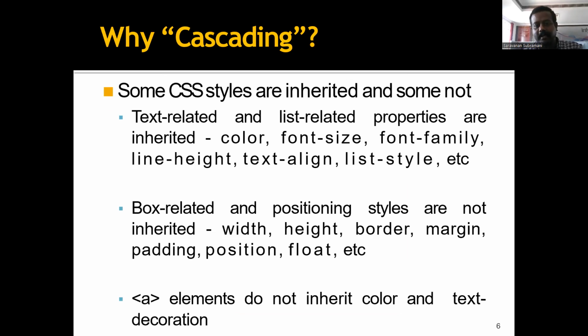Some CSS styles are inherited and some are not. Text-related and list-related properties are inherited, like color settings, font style, font family, line height, text align, and list style. Those are some of the property settings which are inherited. Box-related and positioning styles are not inherited, like width, height, border, margin, padding, positions, and float type. So these are the different types of property settings that are not inherited by the child elements. The anchor tag element does not inherit the color and text decorations.